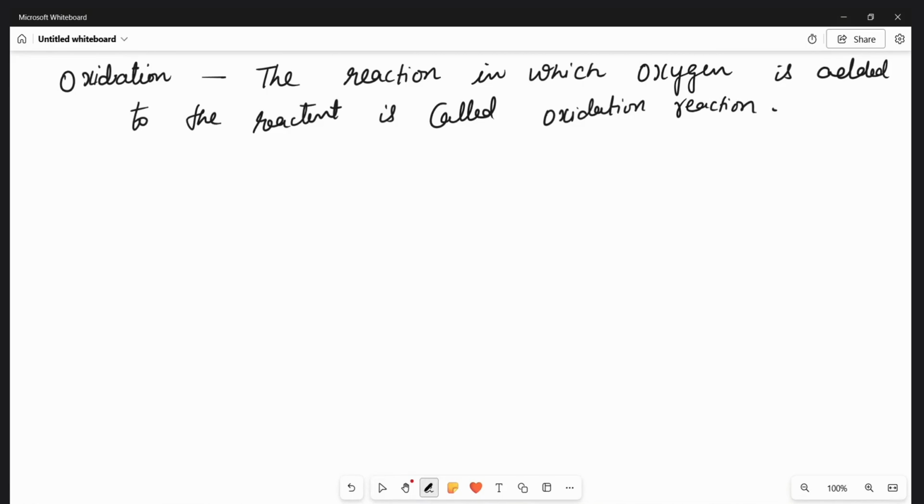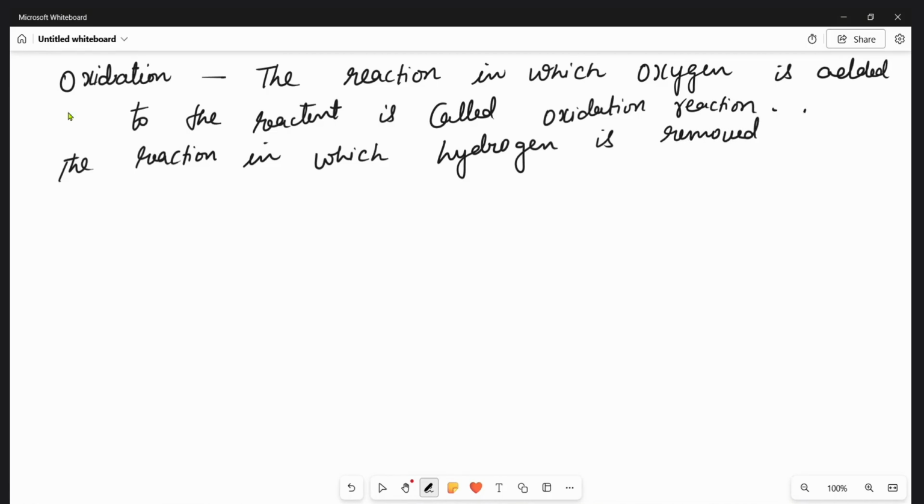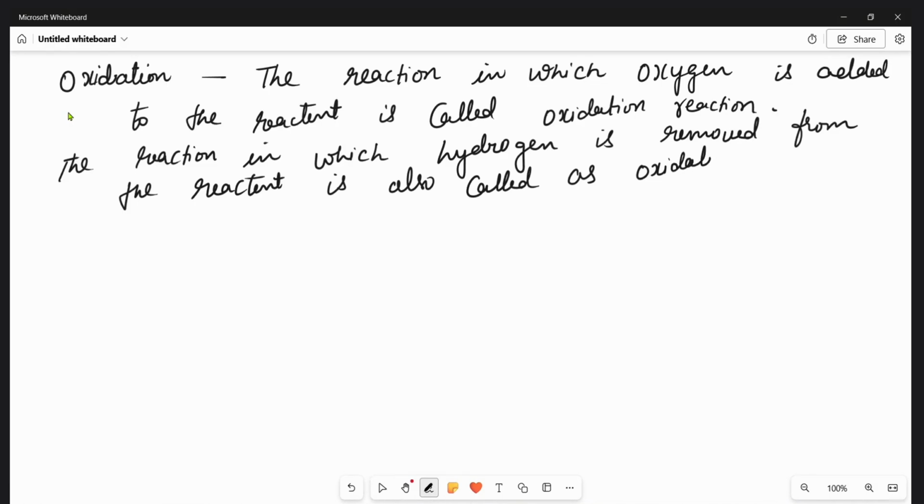And the reaction in which hydrogen is removed from the reactant is also called an oxidation reaction.